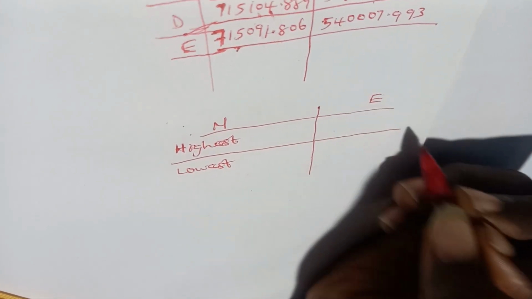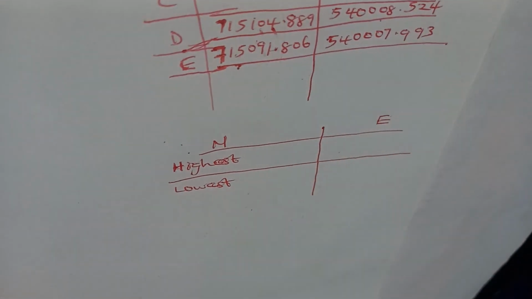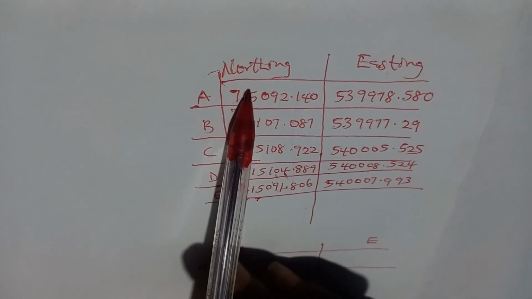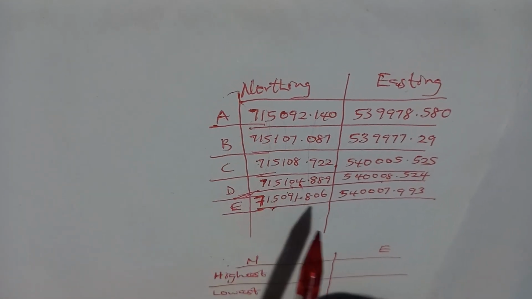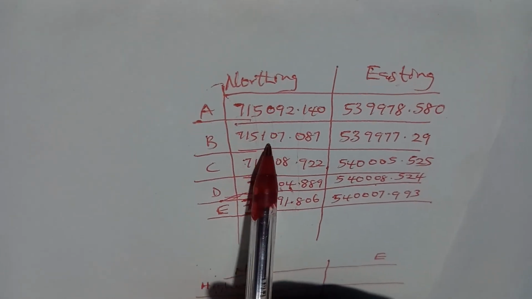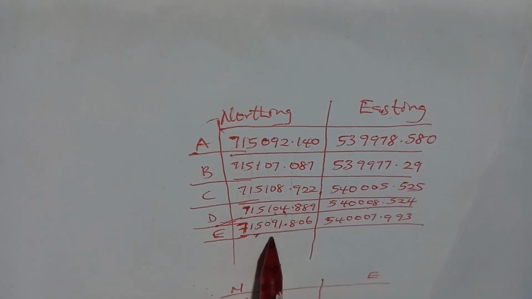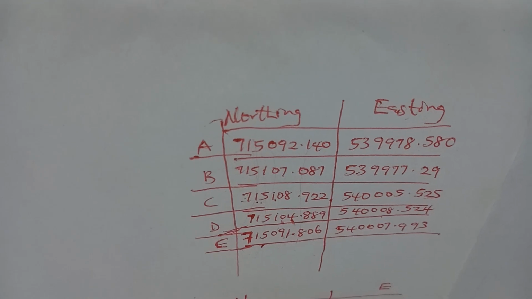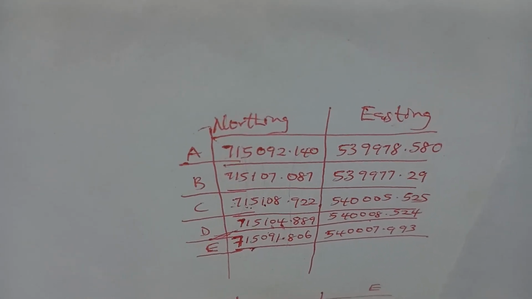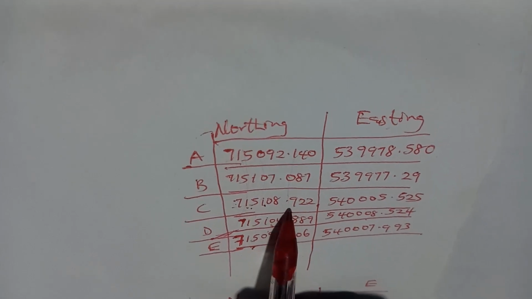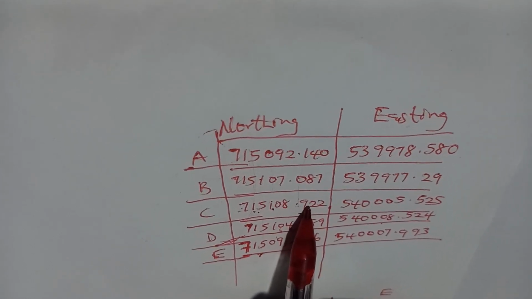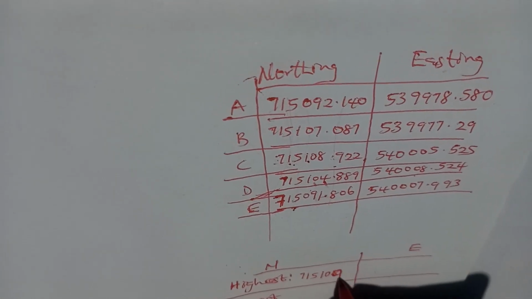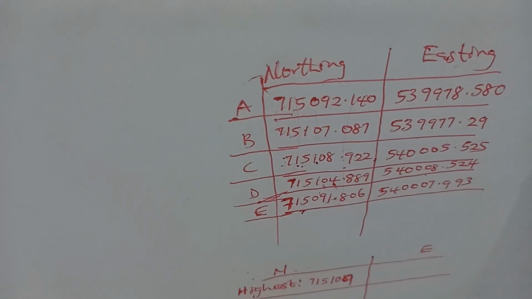Alright, so now for my northings, the highest value, let's check through it. We have 715, everything is starting with 715. So we have 715,092, 715,107. Okay, from here I was able to see that the highest value for my northings is 715,108. When you approximate the value behind my 8, it is going to be 9. So approximately 715,109 for my northings highest value.